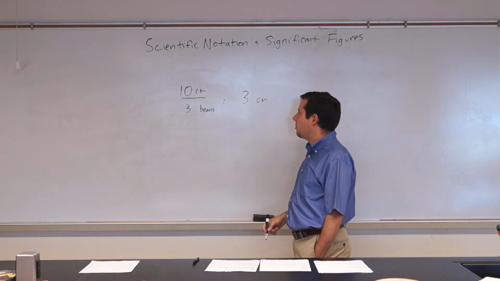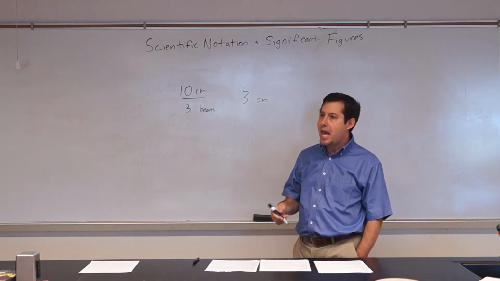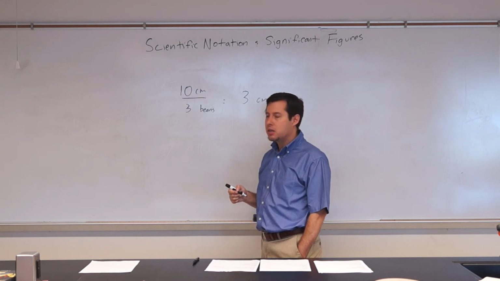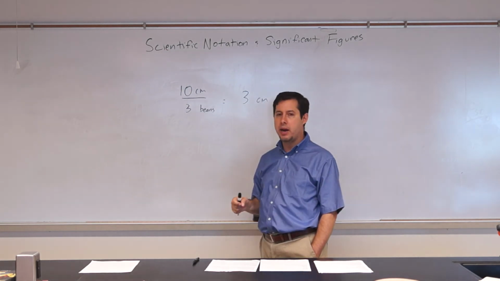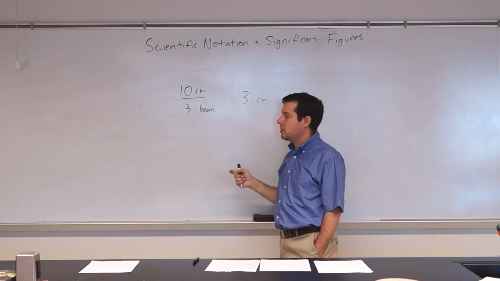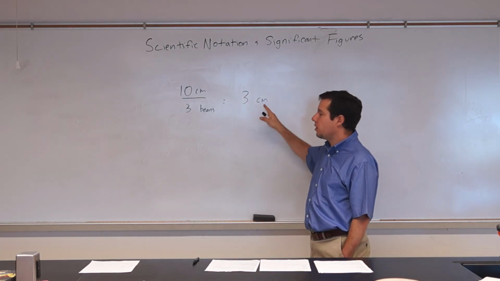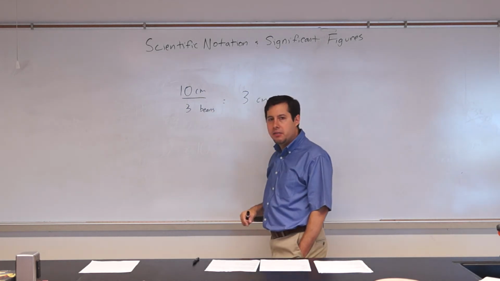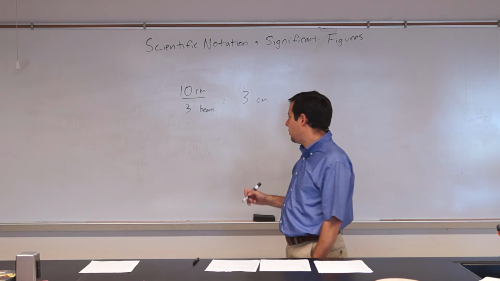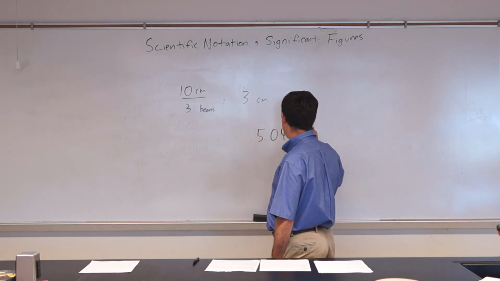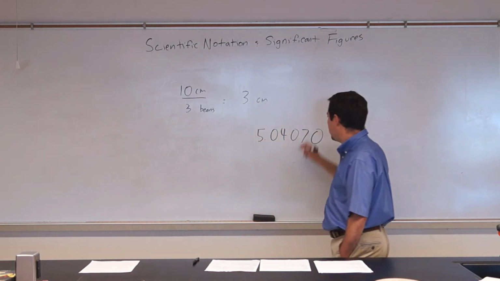So 10 divided by 3, 10 actually only has one significant figure in it. Because what happens is that zeros don't count towards significant figures. So 10 divided by 3 in this case actually is only 3. When dealing with significant figures, general rules of thumb are, I'm going to put a number, 5.0407, whatever.